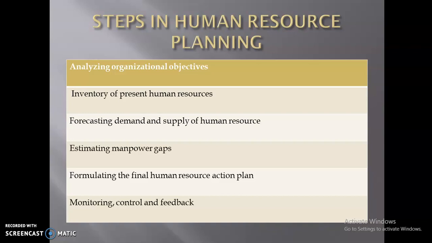Clear? The next step is formulating the final human resource action plan. Once I know that these many are the employees that I have, and these many are the employees with the qualification and skills that I require, I make an estimate of it. Then I formulate an action plan. How am I going to fill this gap? Is it from the internal sources, within the organization? Or is it from the external sources, outside the organization?